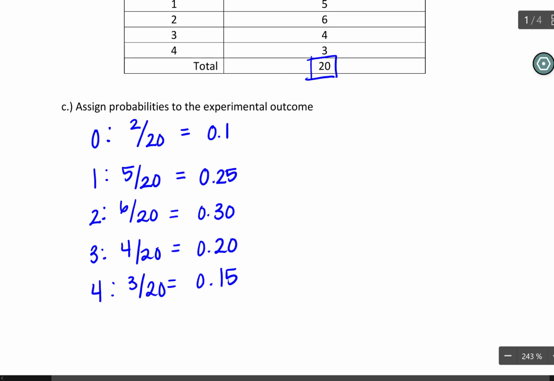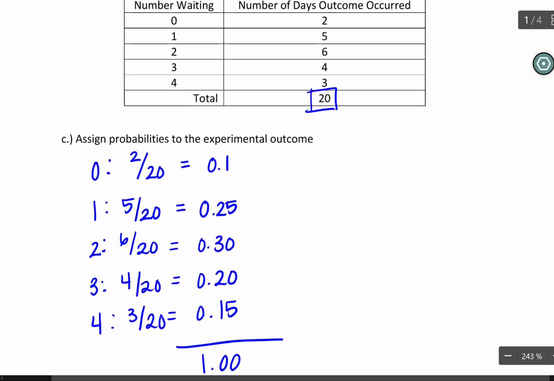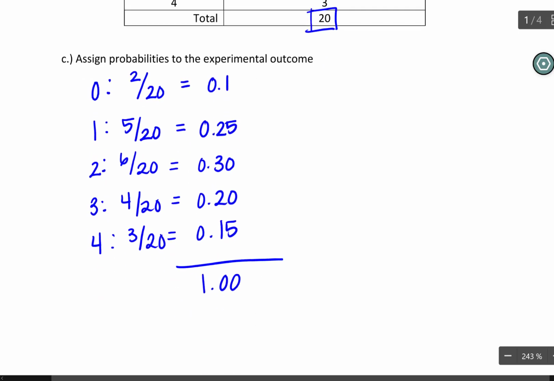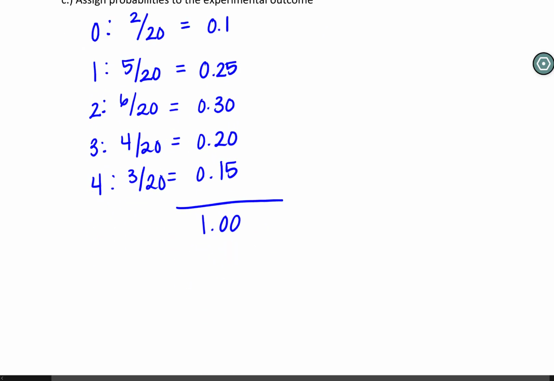Now what you want to make sure you do before you just automatically assume this is all correct is you should add up the probabilities that you've found, and you need to make sure that they equal 1. So if we added all 5 of these probabilities up, we would see that our total is 1. Probability is always a value between 0 and 1. It's never negative, and if you add up all the probabilities in your event, it needs to total 1.